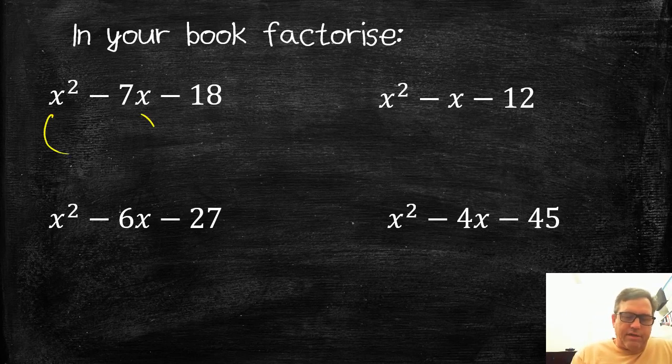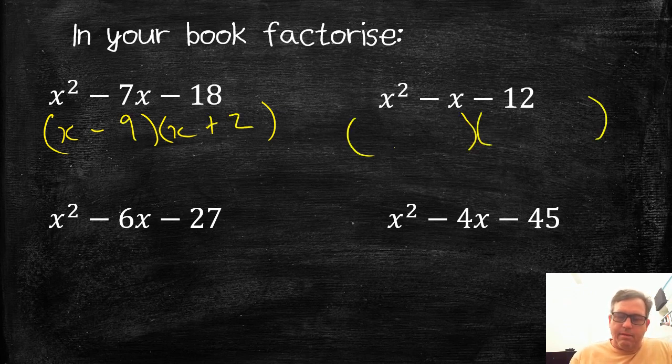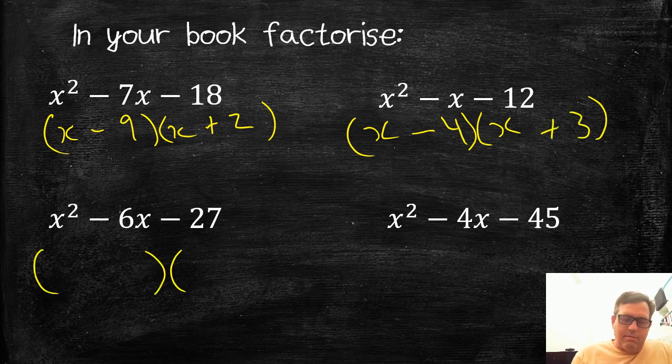Okay, here we go. Checking for highest common factor. There is none. X's, things to multiply to minus 18 and add to minus 7 is minus 9 and plus 2. No highest common factor. Things that multiply to minus 12, add to minus 1, that's minus 4 and plus 3. Next one.